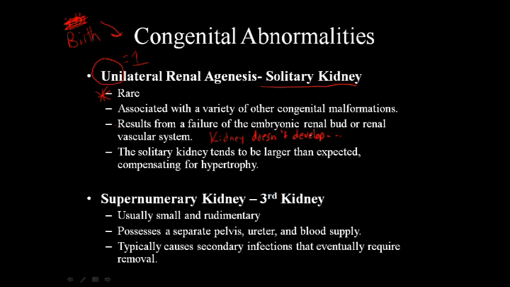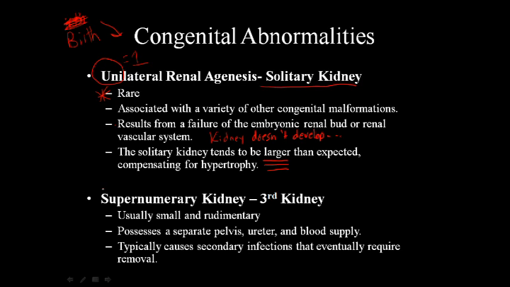The solitary kidney tends to be larger than expected, compensating for hypertrophy. So basically, your other kidney is going to be large. And so that's something to keep in mind. It's going to result in one large kidney. So it's trying to compensate for what the other portion of the renal system is not doing.